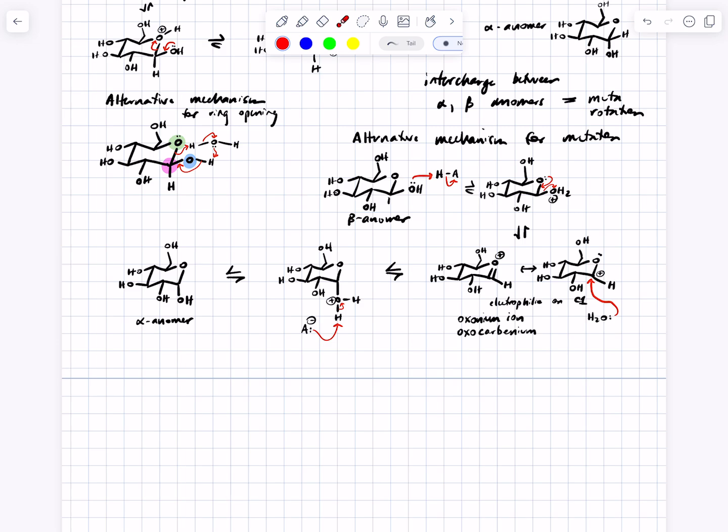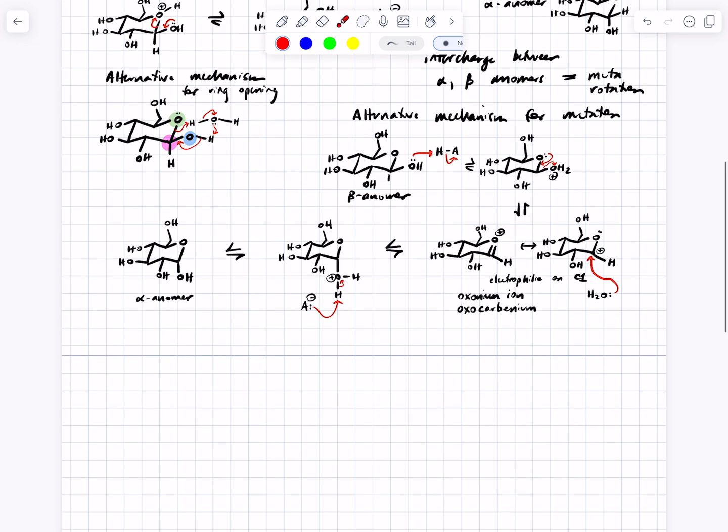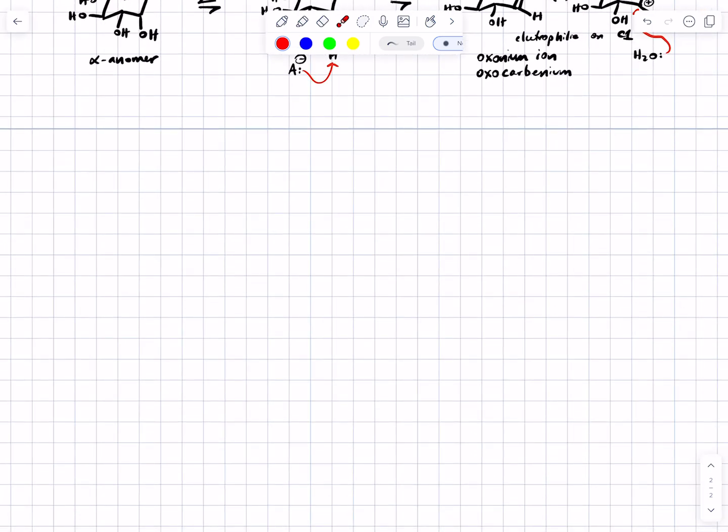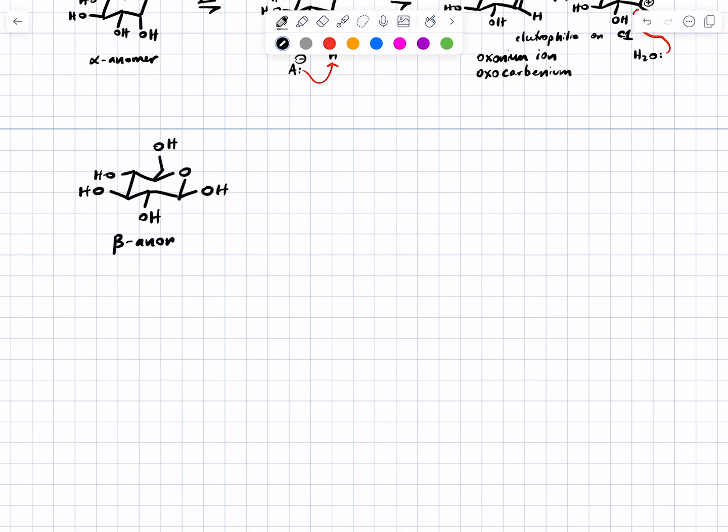Let's talk a little bit more about the alpha and the beta anomers. You now have the idea that they're in equilibrium with each other. And if they're in equilibrium with each other, the relative amount of each one should be more or less related to their relative stability. So there's the beta anomer. And here is the alpha anomer. And as I said, they're in equilibrium with each other.